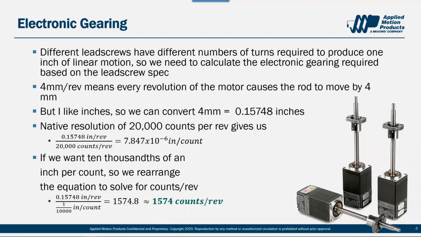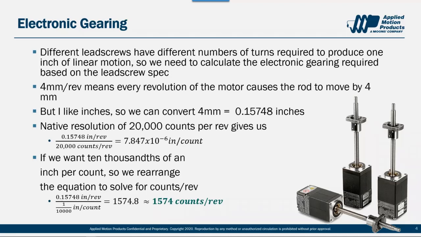My linear actuator has a lead screw that gives me 4 millimeters of motion for every revolution of the motor. But I like inches, my graph paper's in inches, my programming units are going to be in inches, so we've got to convert that to inches. So 4 millimeters is 0.15748 inches. And we have a native resolution, you'll recall, of 20,000 counts per rev. So that gives us a native electronic gearing of 7.847 times 10 to the -6 inches per count.